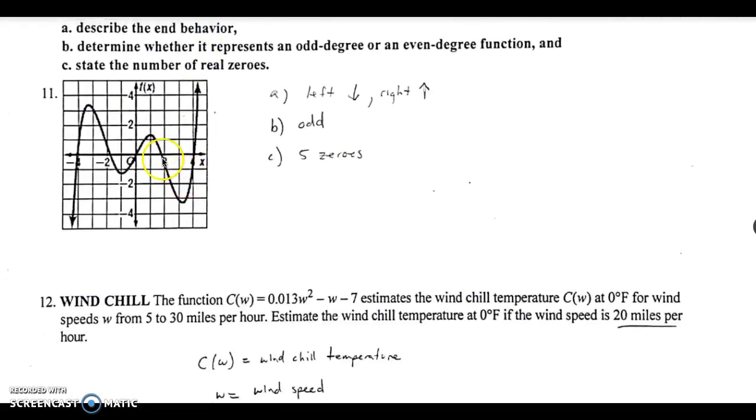For question 11, we have to look at the picture and describe the end behavior, determine if there is an odd or even degree function, and state the number of zeros. So looking at this picture, I can see that the end behavior, the left side goes down and the right side goes up. Whether it's odd or even, whenever the directions on the ends are opposite of each other, that means it's an odd function. And the number of zeros, well, let's see. The number of zeros is how many times it crosses the x-axis, which is 1, 2, 3, 4, 5 times. So there are 5 zeros.